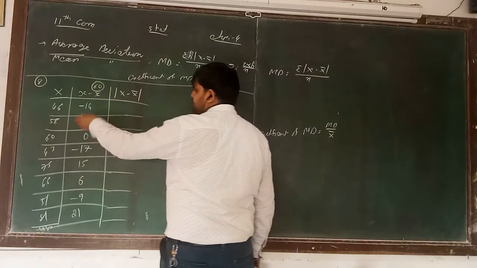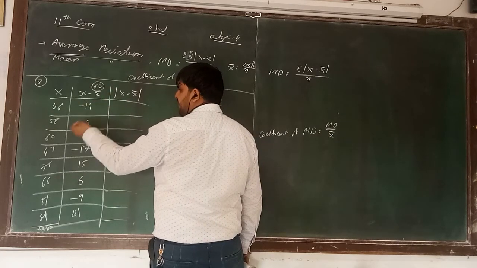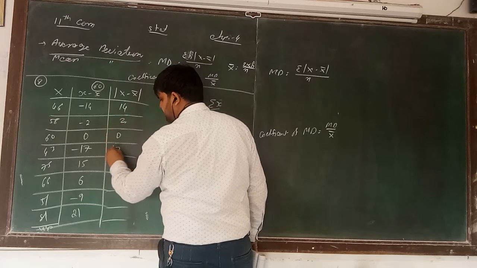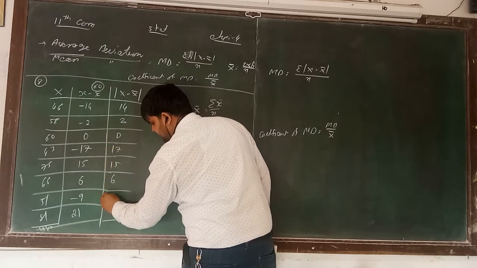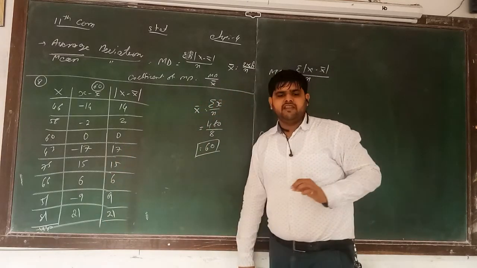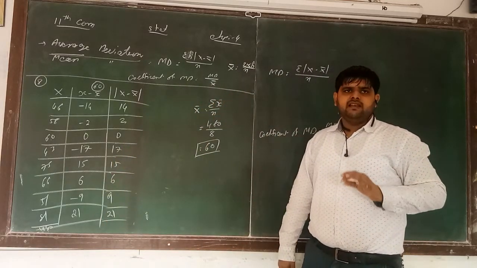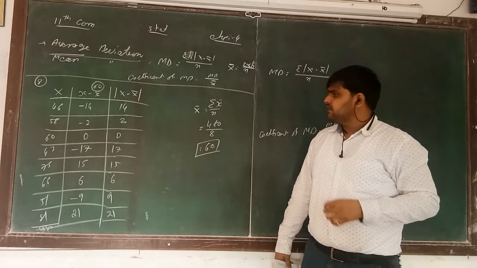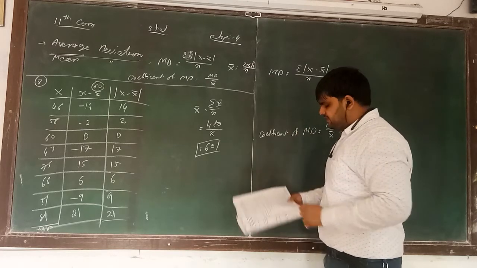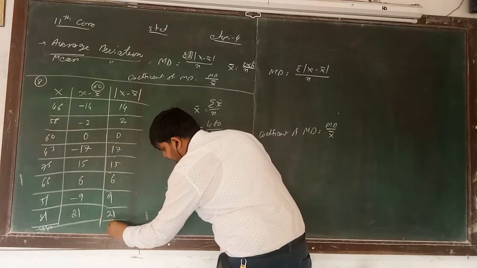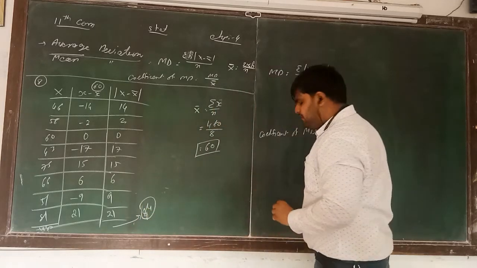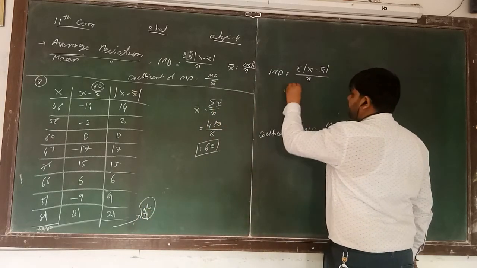Now we have to convert this into modulus. So plus becomes plus, minus also becomes plus. So 14, 2, 0, 17, 15, 6, 9 and 21. Because when we take the modulus, all signs become plus. Now sigma modulus of x minus x bar, that means summation, so the total is 84.